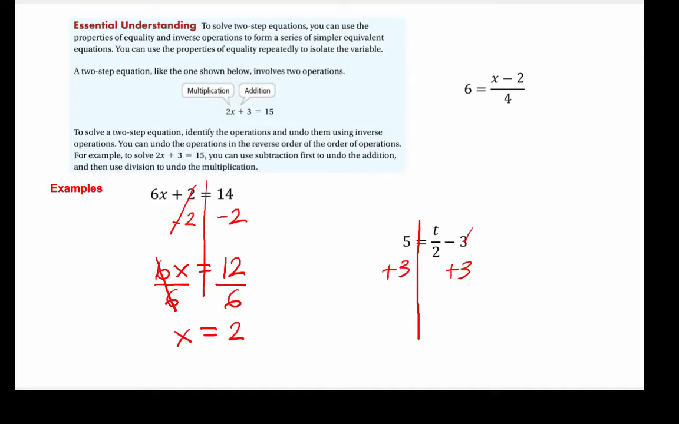Minus 3 and a plus 3, that gives us 0. That's why we're doing this. So on the right side of our equation, we have t over 2. The left side, we have 5 plus 3, which is 8. We want t by itself. We want to isolate t.